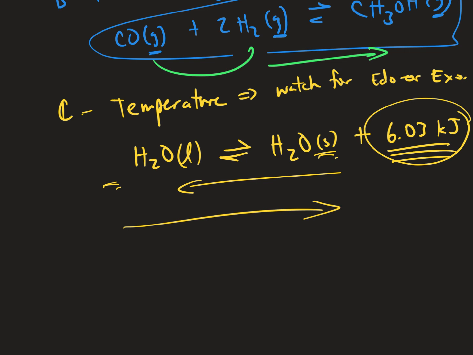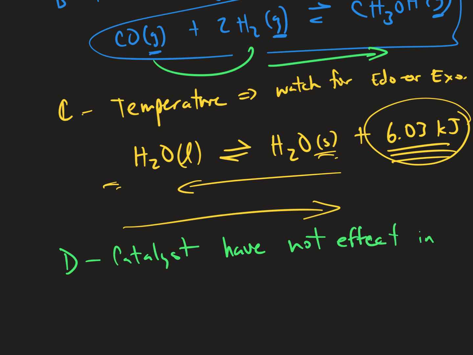What about catalysts? Catalysts have no effect in equilibrium. It doesn't change it. Okay? So a catalyst will increase the rate of a chemical reaction in general, but for an equilibrium reaction, it won't affect it. Any questions on Le Chatelier's principle?